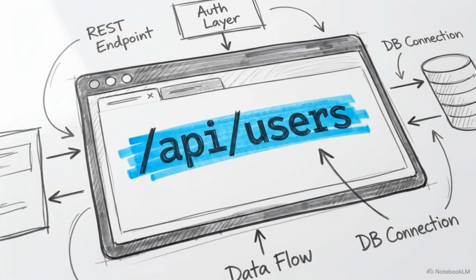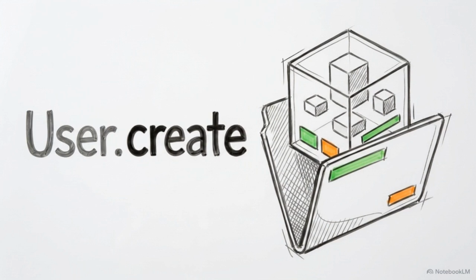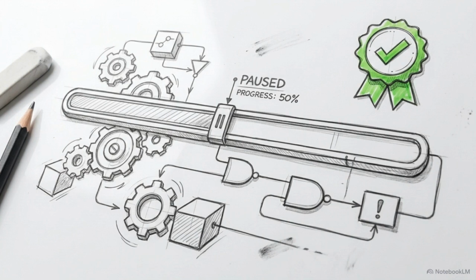We set our route to /api/users. Because database operations take time, we make this an asynchronous function and wrap our logic in a try-catch block to handle any backend errors. Inside the try block, we call User.create, passing in the incoming request body. We use the await keyword to pause execution until MongoDB confirms the record is saved. Once successful, we send back a status code of 201.